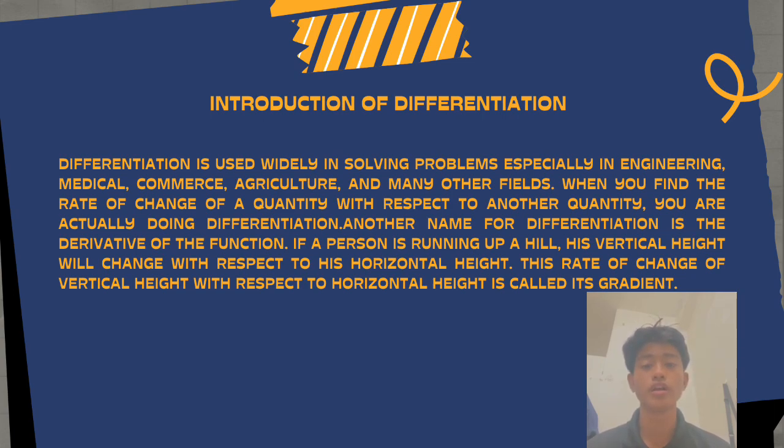When you find the rate of change of a quantity with respect to another quantity, you are actually doing differentiation. Another name for differentiation is the derivative of the function. If a person is running up a hill, his vertical height will change with respect to his horizontal height. This rate of change of vertical height with respect to horizontal height is called its gradient.